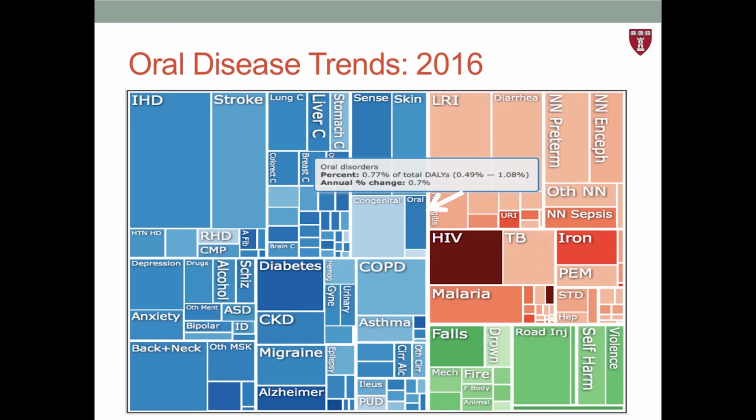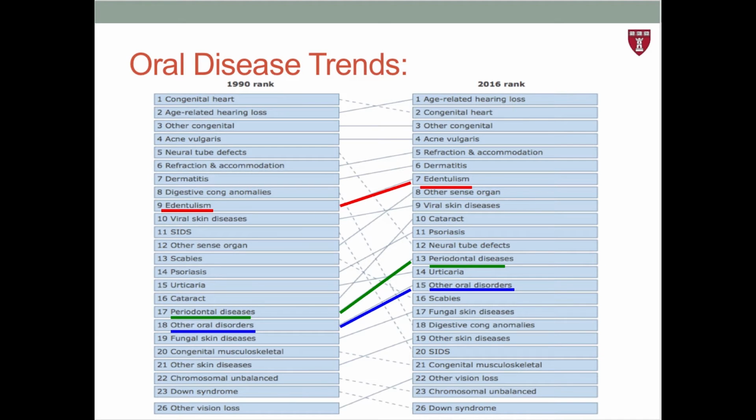And here we can break it down a little further. So these are some examples of specific oral disorders that I've underlined here. This is a ranking of non-communicable diseases by their rank in DALYs. On the left you see 1990 and on the right you see 2016. I've highlighted in red edentulism, and you see it went from rank 9 to rank 7. As far as the burden, it's increasing in burden.